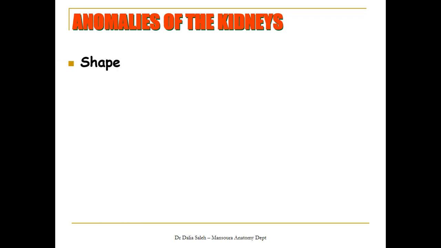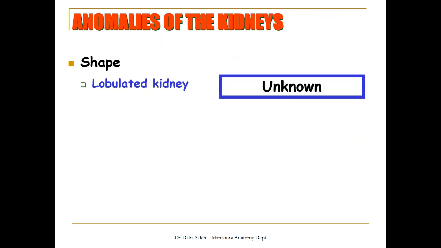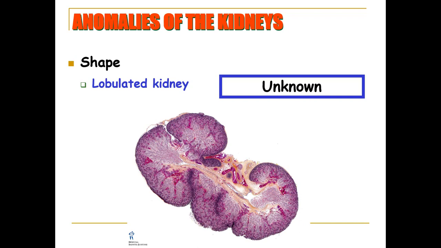Also, abnormalities in the shape could be presented by what's called lobulated kidney. The explanation of the lobulated kidney is actually unknown, and you end up with a kidney which is formed of many lobules. This is not a normal appearance of the kidney.